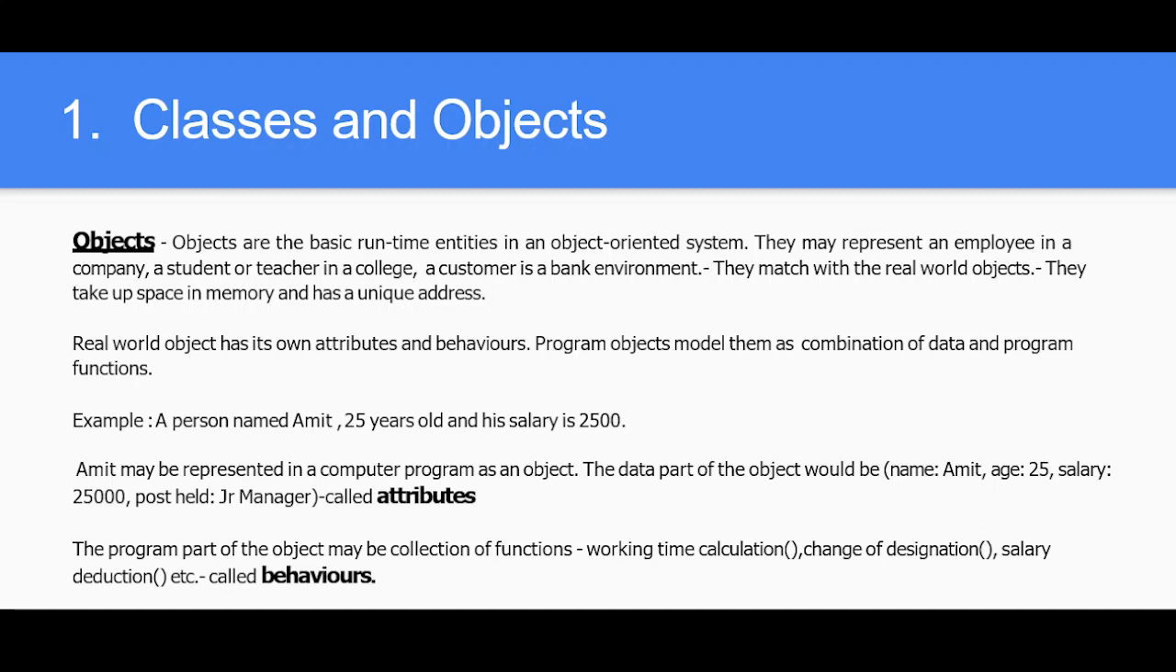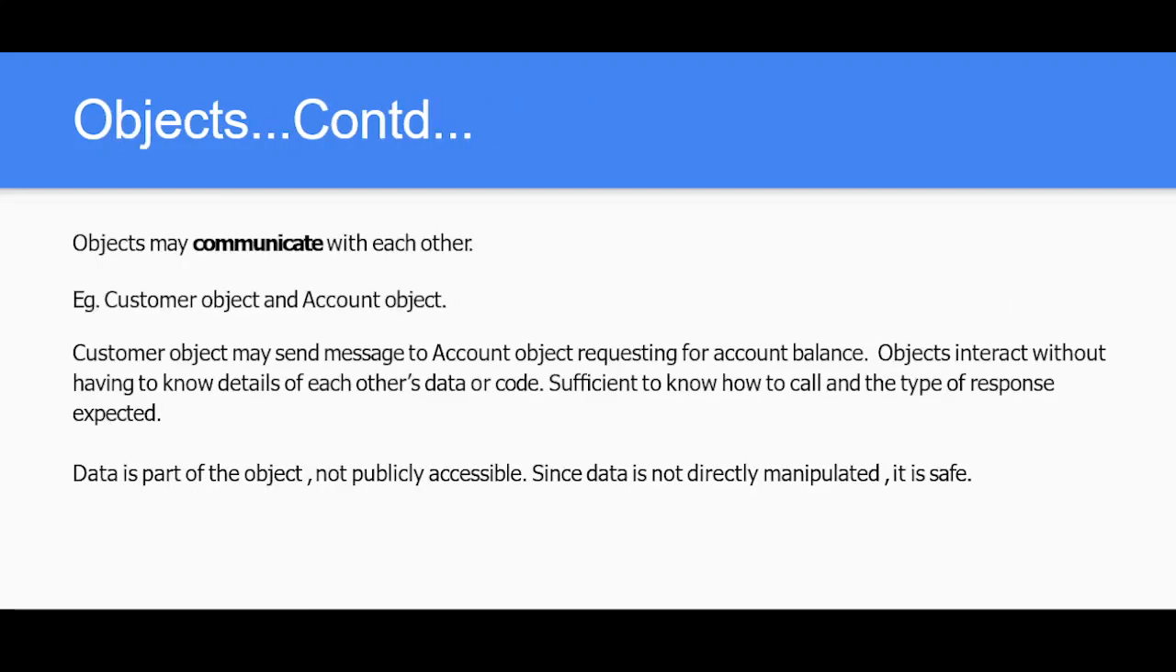The data part of the object would be that his name is Amit, his age is 25, his salary is 2500, his position is junior manager. This data part is called attributes. Then we have behaviors, like he has got some functions like the work time calculation, the change of designation, salary, and these things are called the behaviors.